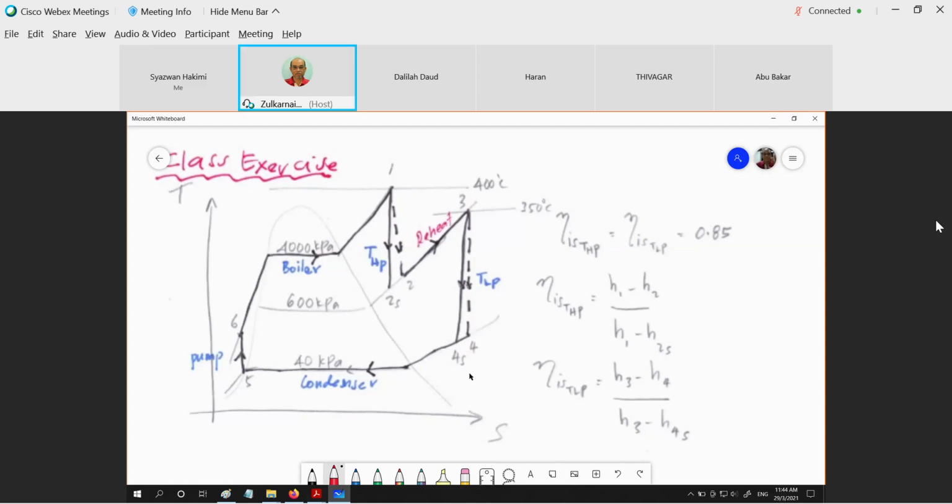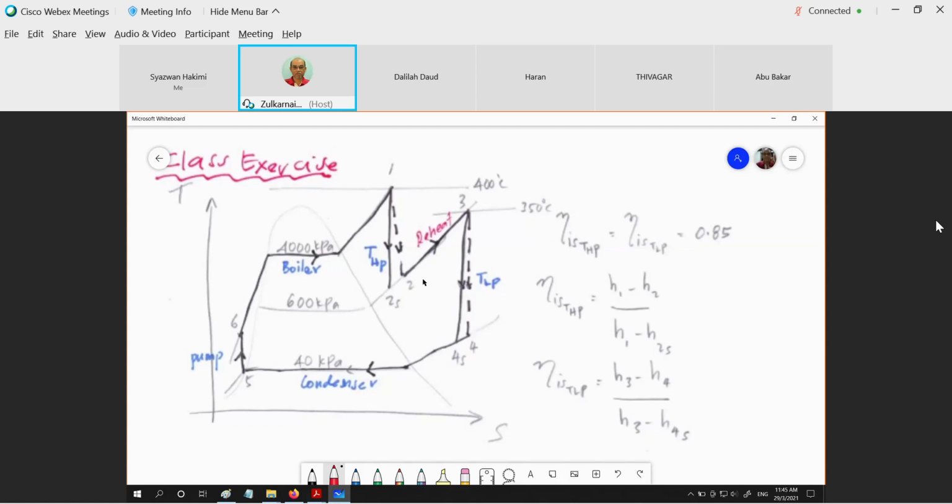Because 4S is the ideal case. The actual state going into the condenser is from state 4. That's why the line is darkened from 4 up to 5. Also, I explained that the actual reheat process is from 2, not 2S. So be careful of sketching and darkening the process lines. Make sure that you sketch the actual.